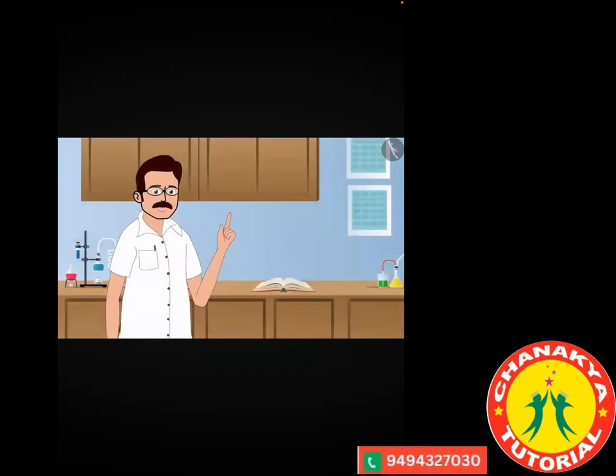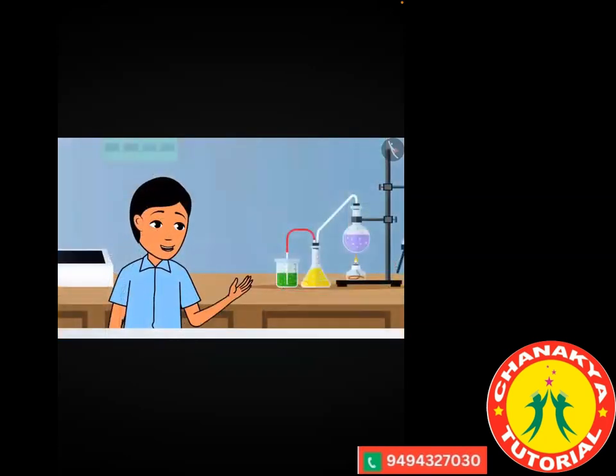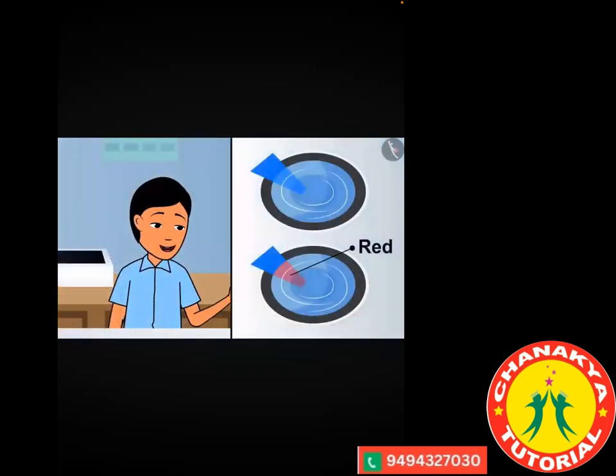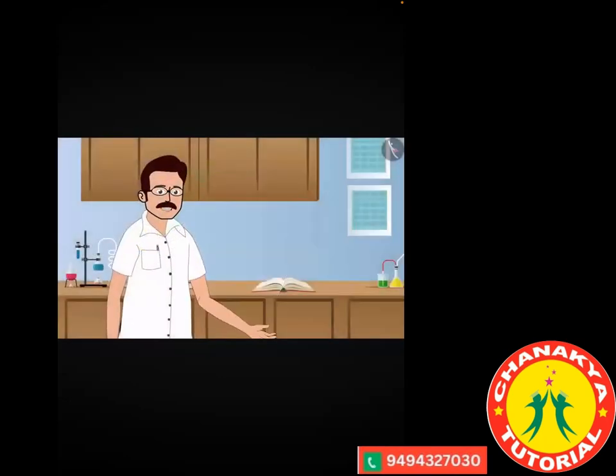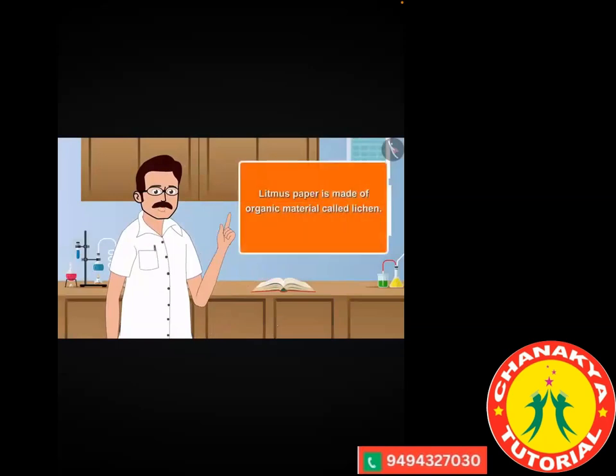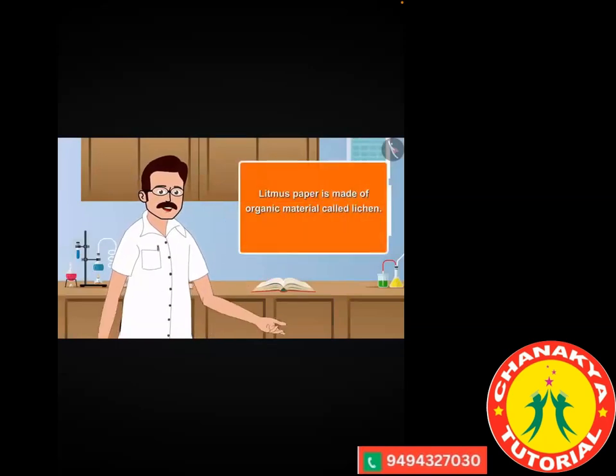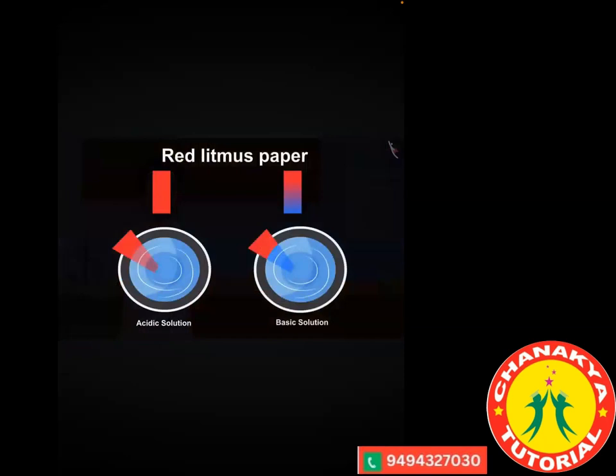What happened to the blue litmus paper? It has the opposite effect. While I put it in one fluid, it has no effect, and in the other, it turned red. I wonder what is the secret of blue and red paper? Let's find out. As I told you earlier, this paper is made of organic material called lichen. When the red litmus is dipped in an acidic solution, it does not show any effect. But when it is dipped in basic solution, it turns blue.